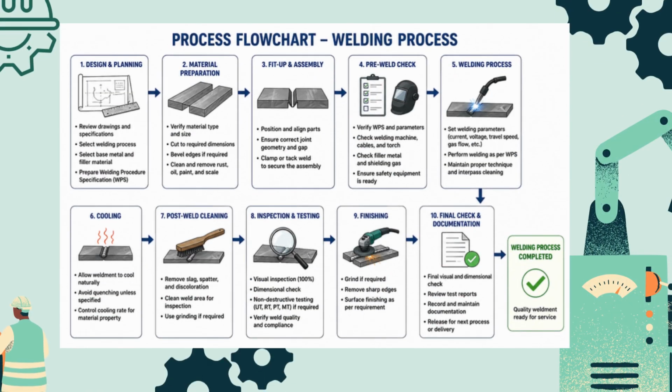Welcome to this welding process walkthrough. We'll start by planning the design, choosing materials, and setting clear requirements. From there, the materials are prepared and cleaned so they're ready for fit-up and assembly. Once the pieces are aligned, the pre-weld checks confirm everything meets the needed standards before welding begins.